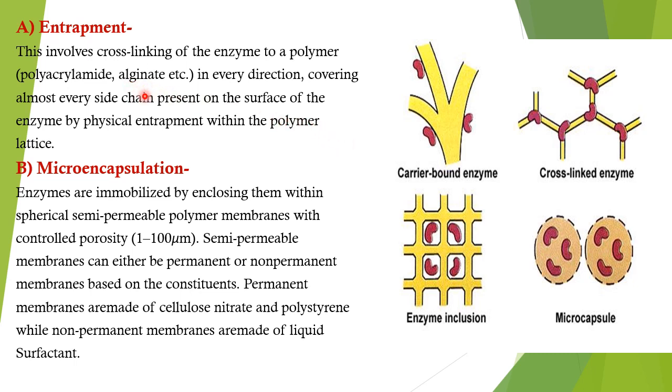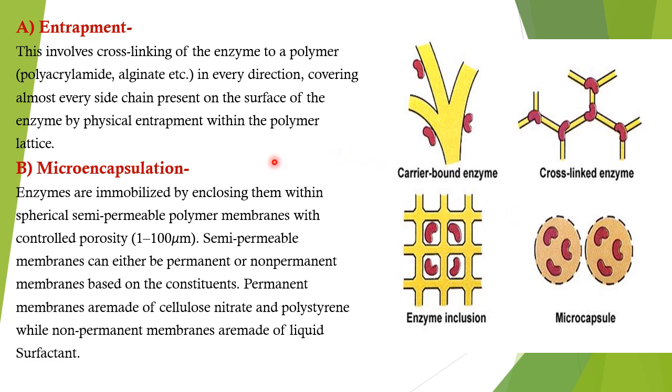Here the entrapment involves cross-linking of the enzymes to a polymer. What are the polymers used there? Either alginates or polyacrylamide, in every direction, covering almost every side chain. Whatever side chain of the enzyme is there, it is covered within the matrices. And the physical entrapment with the polymer is done here.